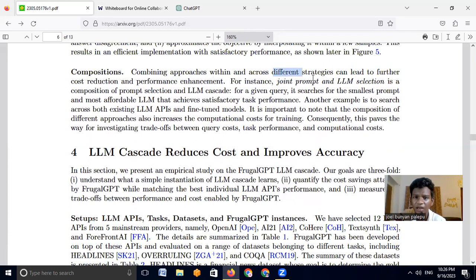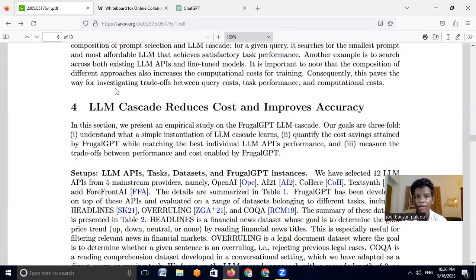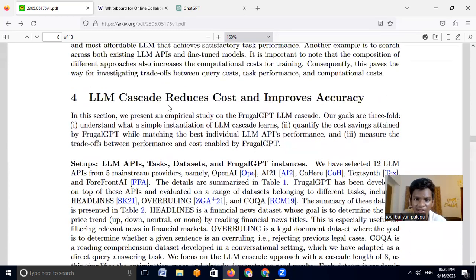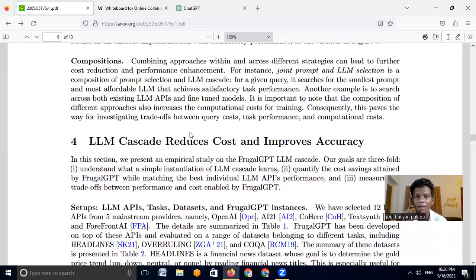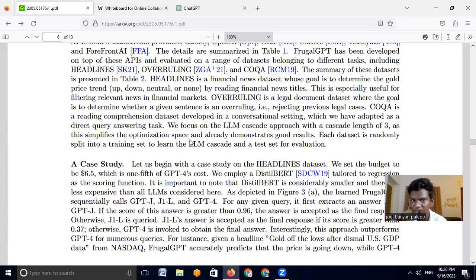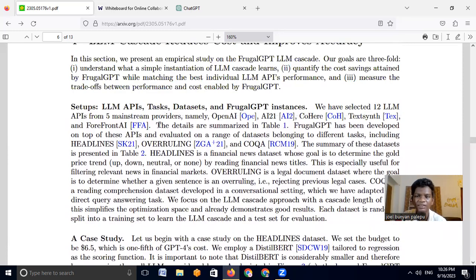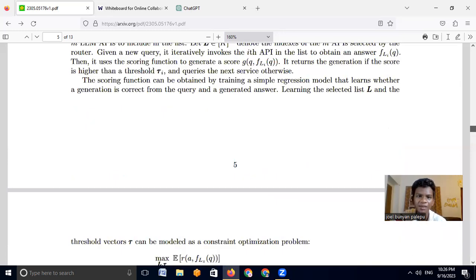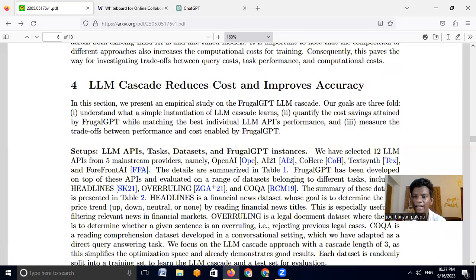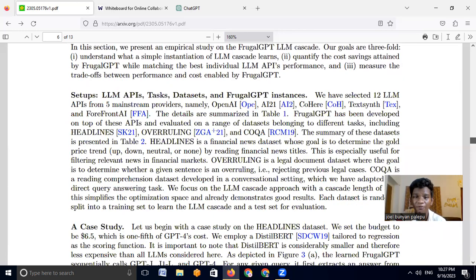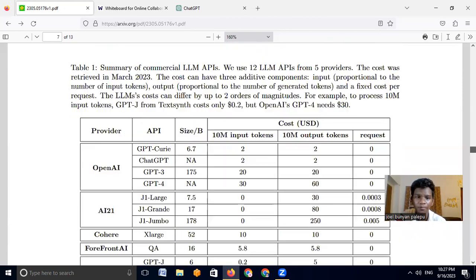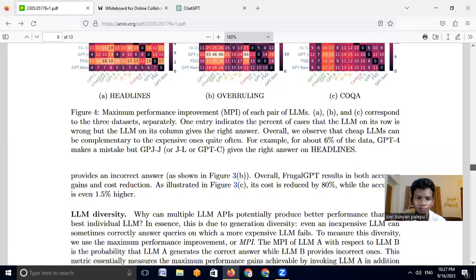Combining approaches across different strategies can lead to further cost reduction and performance enhancement. So we could use a bunch of these methods in a combined manner based on the problem, thus decreasing our cost. I think that is the most important and primary thing they have stressed in this paper.